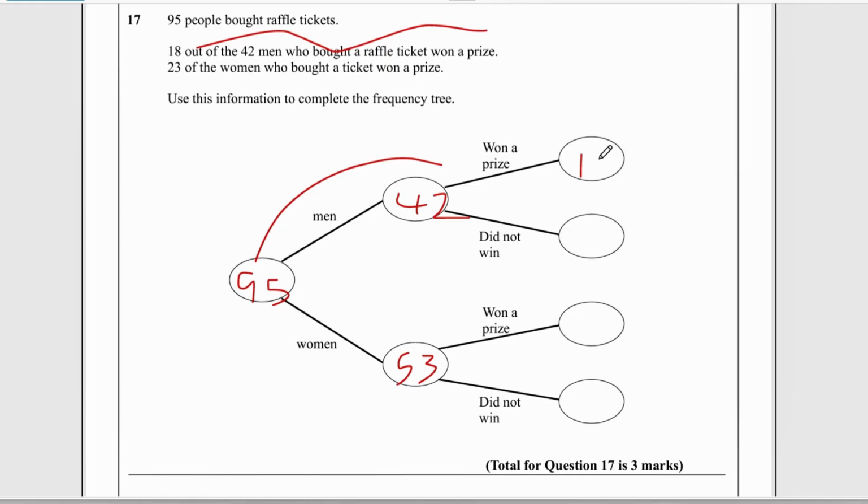So if 18 won a prize, how many did not? 42 minus 18, which will give you 24 here. Then they said 23 of the women won a prize. So if 23 women won a prize, how many did not win a prize? You clearly subtract. So 53 minus 23, that will give you 30.